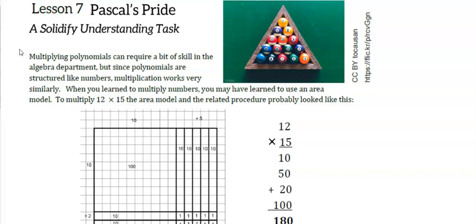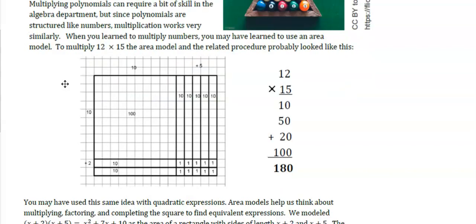works very similarly. When you learn to multiply numbers, you may have learned to use an area model. To multiply 12 times 15, the area model and the related procedure probably look like this. Here's 12 over here on the left and 15 up top. So 12 was broken down to 10 plus 2, and 15 was made into 10 plus 5. 10 times 10 was multiplied. You have this large area of 100.